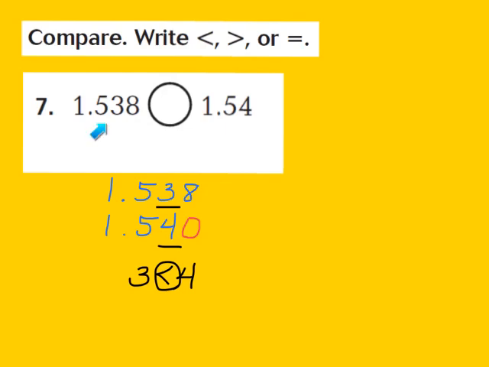I know that 1 and 538 thousandths is going to be less than, and we'll go ahead and write the less than symbol in there. It's less than 1 and 54 hundredths.